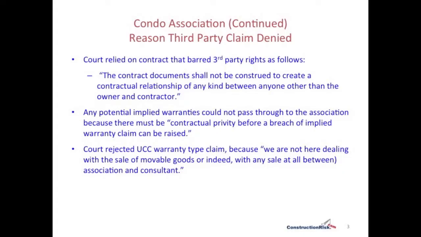So the court relied on the contract that barred third-party rights, and the way the contract read is as follows: "The contract documents shall not be construed to create a contractual relationship of any kind between anyone other than the owner and the contractor." Close quote. So any potential implied warranties could not pass through to the association because there had to be some contractual privity before you would have the right to rely on a warranty.